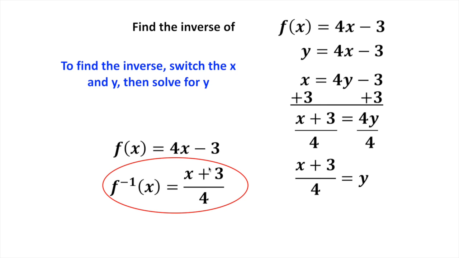Now, if we wanted to, we could plug in any sort of number that we wanted here. If we wanted to plug in a 1, 4 times 1 is 4, minus 3 is 1. But 1 and 1 doesn't really help much. Let's plug in a 2. 4 times 2 is 8, minus 3 is 5. So if the input is 2, the output is 5. That means we should be able to switch that. If this is 5, 5 plus 3 is 8, divided by 4 is 2. So you'll notice that those inputs and outputs switch spots.